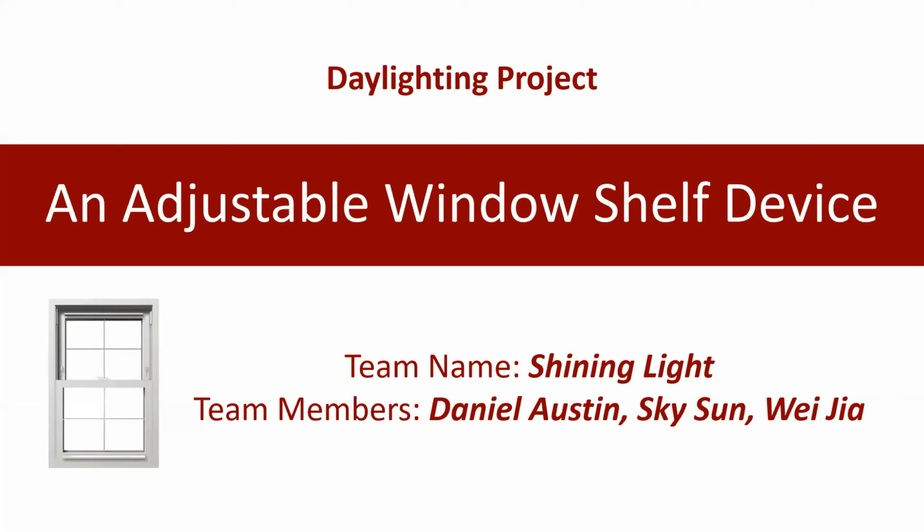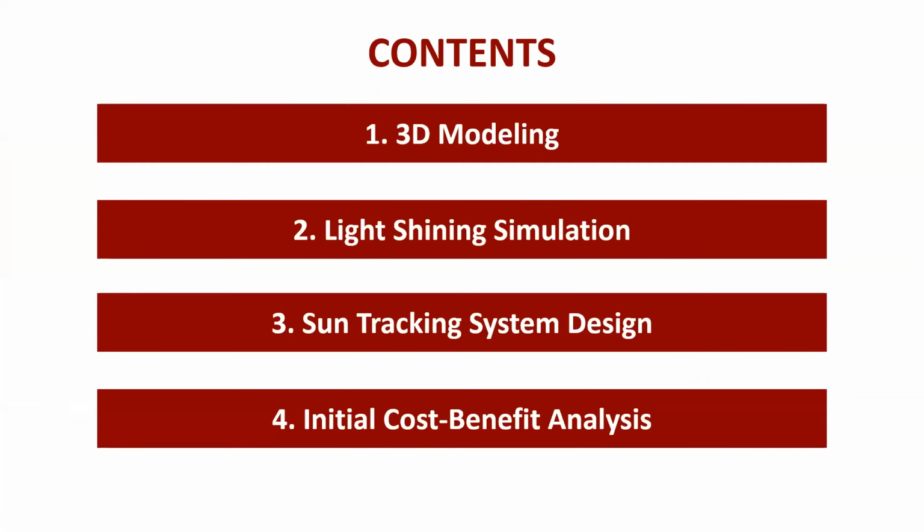My group is designing an adjustable window shelf device for the daylighting project. My team name is Shining Light, and my team members are Daniel, Austin, Skyson, and me. Next page, the content: we are going to cover 4 parts for the presentation: 3D modeling, light shining simulation, sun tracking system design, and the initial cost benefit analysis.